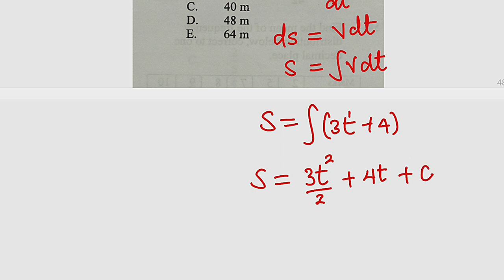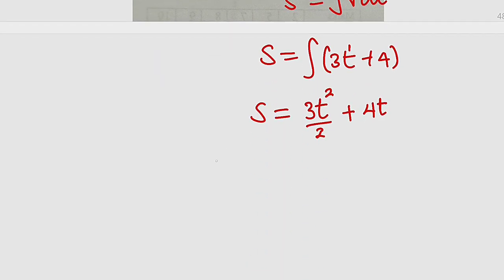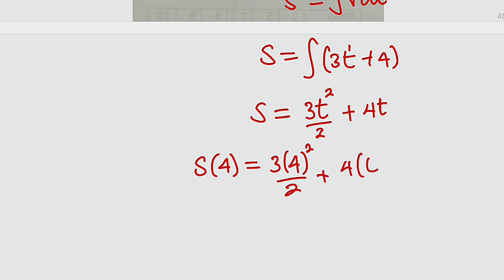But this constant of integration must be 0. Why? Because at initial stage, where the distance is 0 and the time is 0, everything will be 0. Therefore, the constant will be 0. Let me just remove it. We want to find the distance when t is 4 seconds. Therefore, s of 4 will be equal to 4 squared divided by 2 plus 4 multiplied by 4.